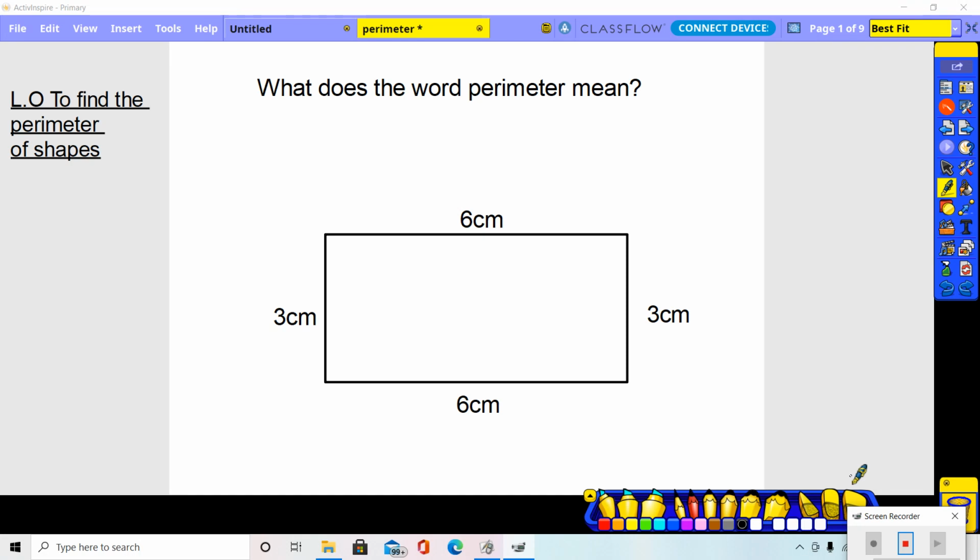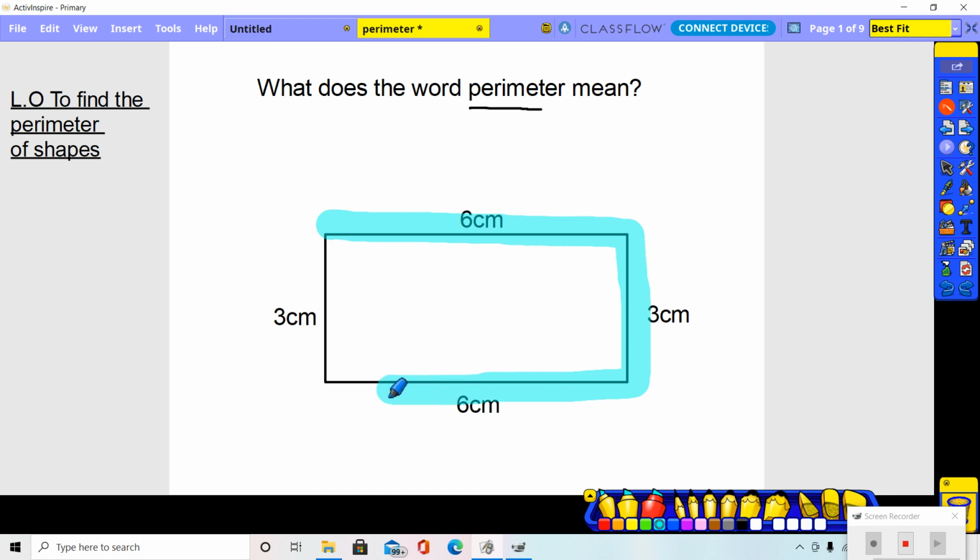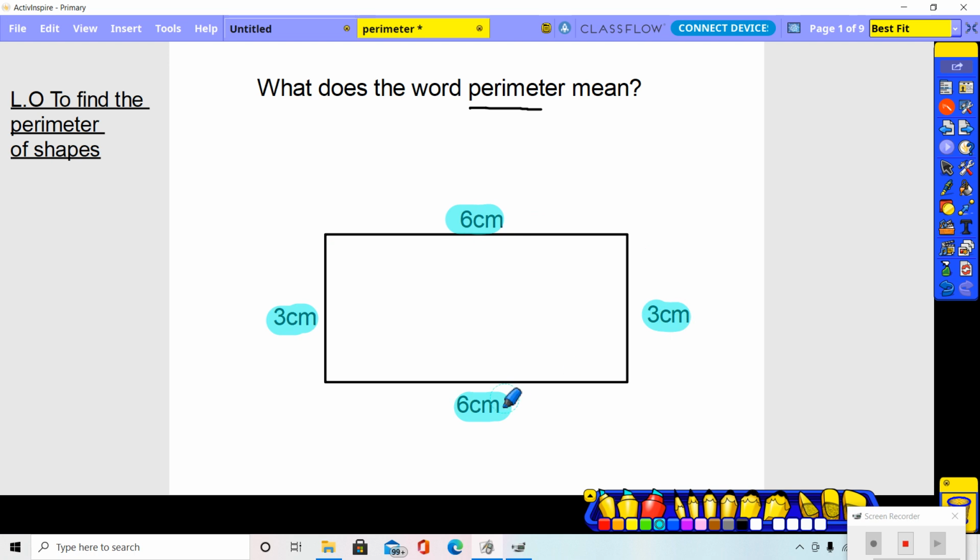Hi everyone, in this video we are going to look at how to find the perimeter of shapes. The word perimeter simply means the distance or the length around the outside of a shape, in this case a rectangle. All you need to do to find the perimeter is add together the measurements around the outside, in this case 6, 3, 6 and 3.